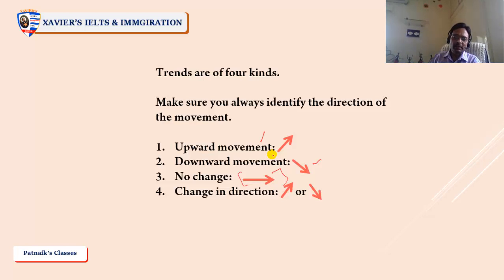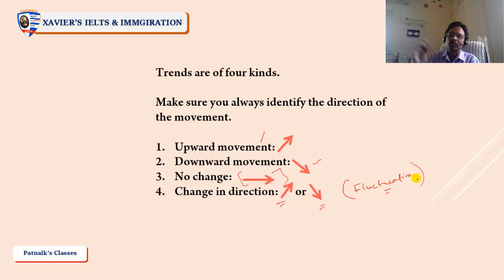There is no change in the data figures. Then finally, the change in the direction. It may be that during a given period, in some places the data has gone up, and in some places the data has gone down. That means overall, if I describe it in one word, I can say fluctuation, right? Fluctuation means it is neither upward nor downward.